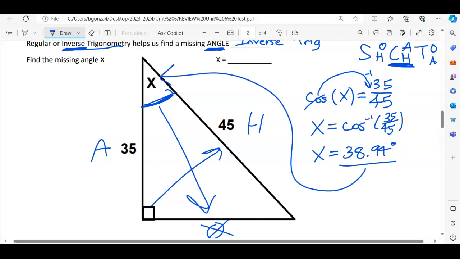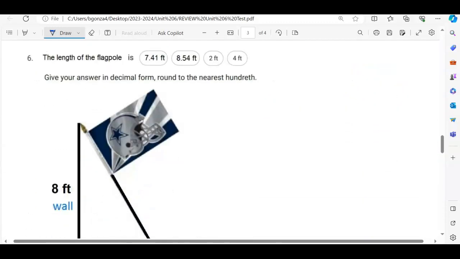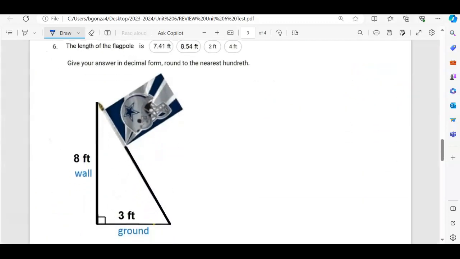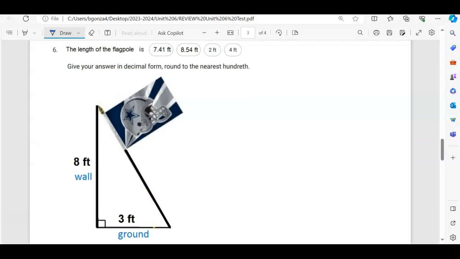So that's going to go right there. All right, that's how you find a missing angle. Look at that cool cowboy flag. All right, we want to find the length of the flagpole. So we want to find this missing side right here.